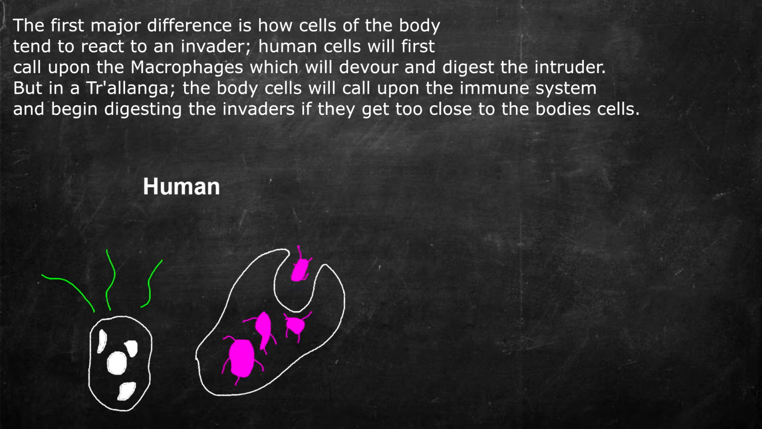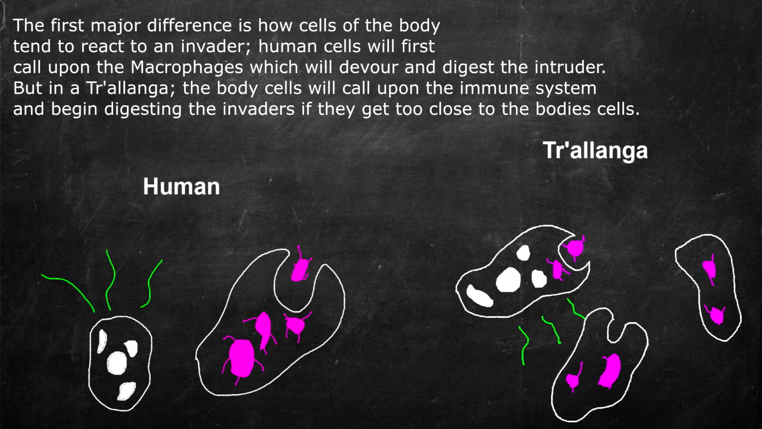The first major difference is how cells of the body tend to react to an invader. Human cells will first call upon the macrophages, which will devour and digest the intruder. But in a Tal, the body cells will call upon the immune system and begin digesting the invaders if they get too close to the body's cells.